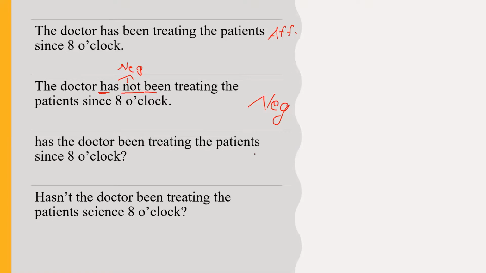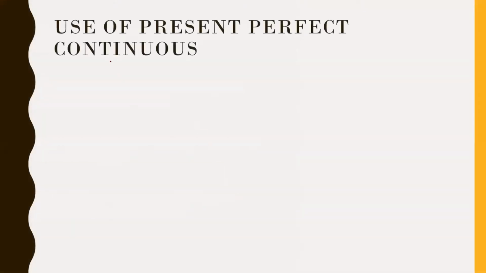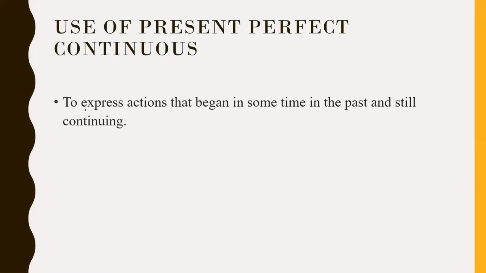Has the doctor been treating the patient since 8 o'clock? This is an interrogative sentence. And hasn't the doctor been treating the patient since 8 o'clock? Is interrogative negative. Use of present perfect continuous: to express actions that began sometime in the past and are still continuing. Example, the army has been fighting terrorism. It means it started some time ago and has been fighting till now.